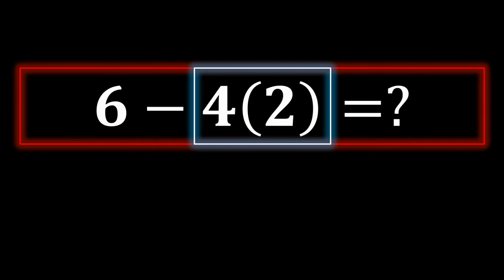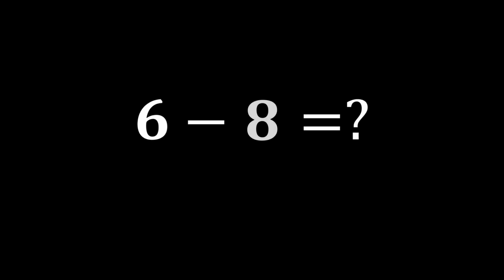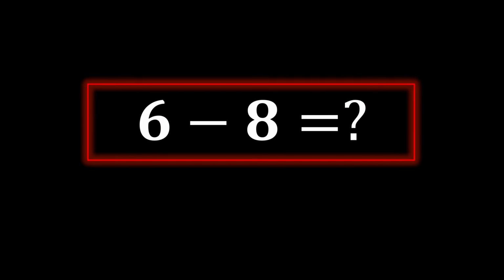According to PEMDAS, multiplication has a higher priority than subtraction, so we perform the multiplication first. 4 times 2 gives us 8. 6 minus 8 gives us -2. Therefore, our final answer is -2.